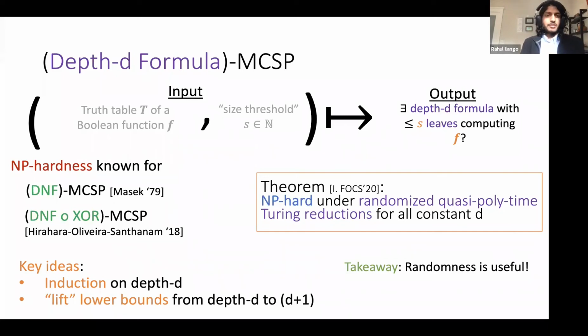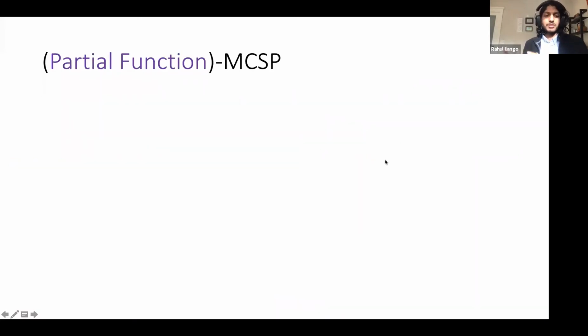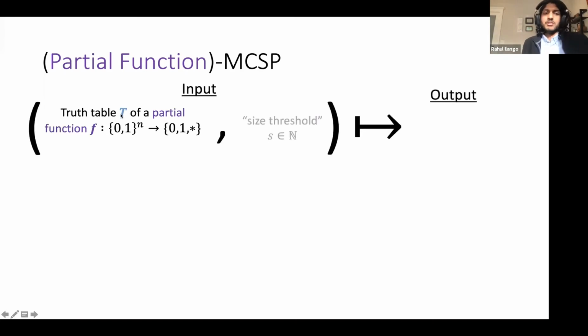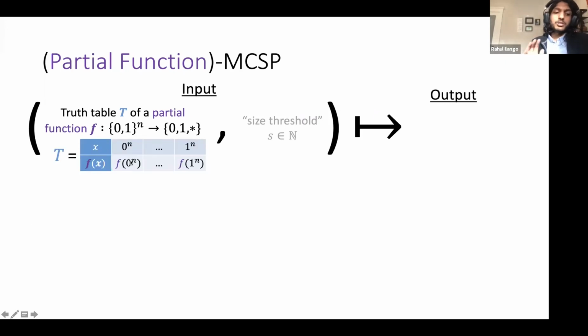Cool. And so that brings us to the last result, which is about MCSP for partial functions. What if your input truth table, instead of being a total function, was a partial function, a function from {0,1}^n to {0,1,*}? You still get a size threshold s. I want to stress here that f is a partial function, but I'm still giving you the full truth table of length 2^n. There are various representations you might think of for partial functions, but it's important that I'm using the most explicit one. You don't get a more succinct input, which might make the problem easier or might make it harder.